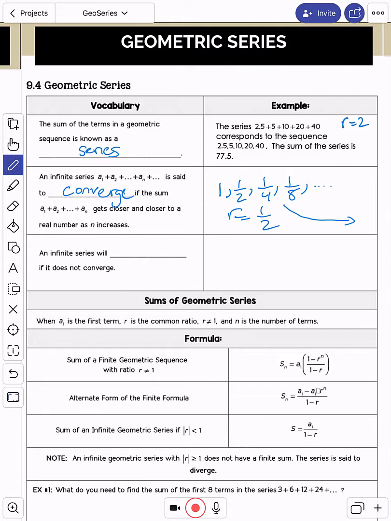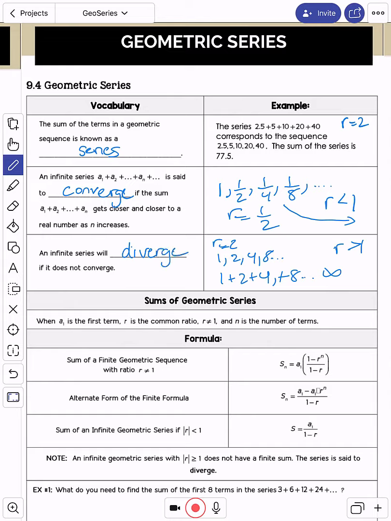And if we are multiplying, so if R is less than 1, we say it converges. But if R is greater than 1, so let's say R equals 2, then our sequence would be 1, 2, 4, 8, and our series would be adding those up. Well, that just gets bigger and bigger to infinity. And so we say that it diverges. So an infinite series will diverge.